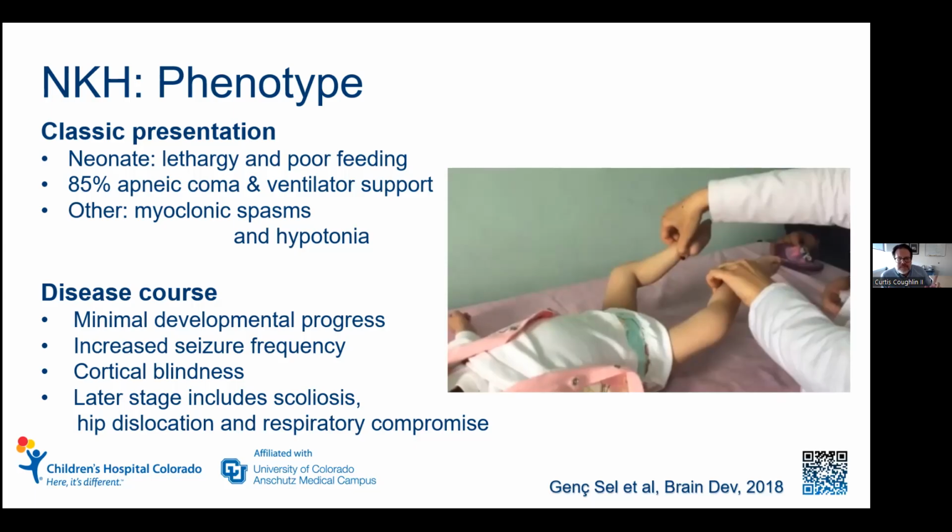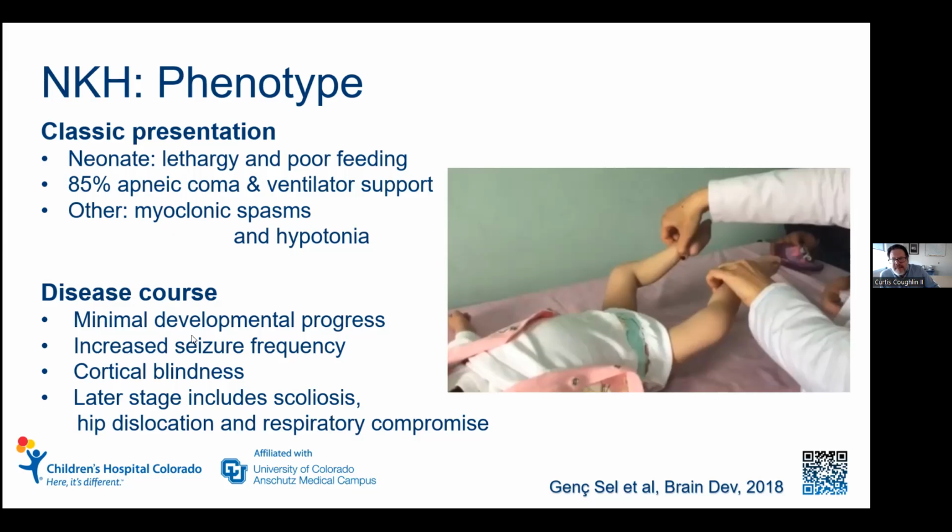Sometimes these kids really don't have any other symptoms other than having this apneic coma, although many of the children have myoclonus or hypotonia as they progress. For the most part, kids with this classic phenotype make very little developmental progress. Their seizures usually increase over time, and we'll talk about the strategies to improve their seizure frequency.